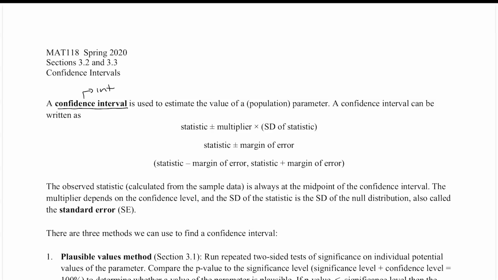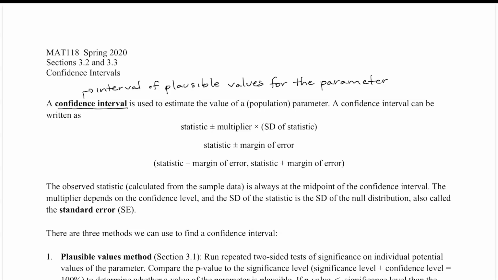But that did not tell us what the value of the parameter is, and the confidence interval doesn't tell us the exact value, but it is an interval of plausible values for the parameter. Now that parameter could be pi if our variable is categorical, or mu if our variable is quantitative.